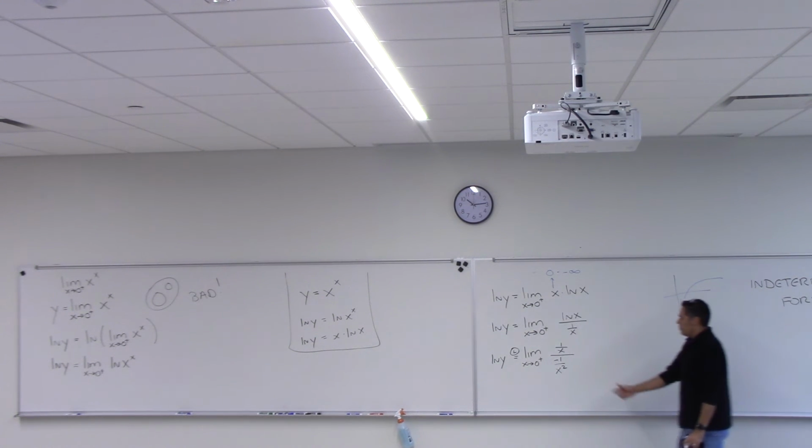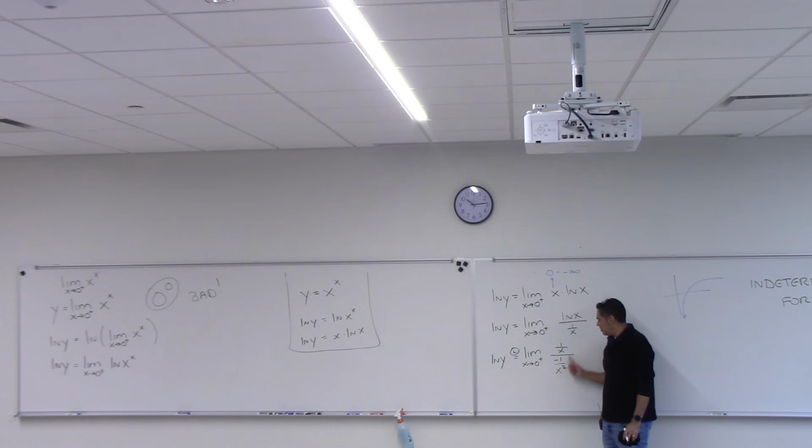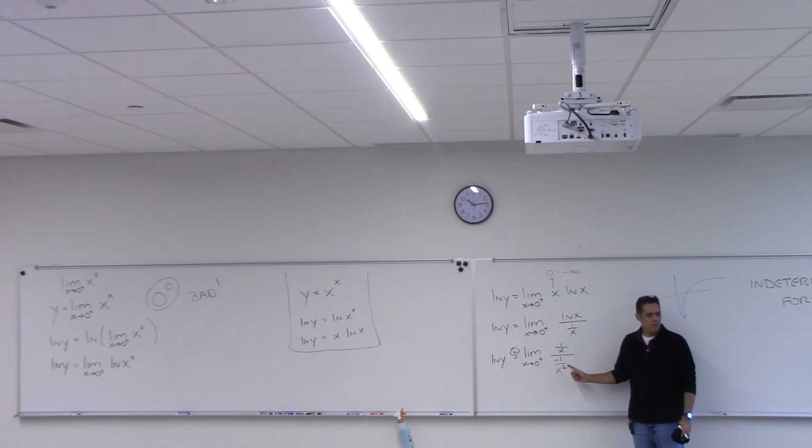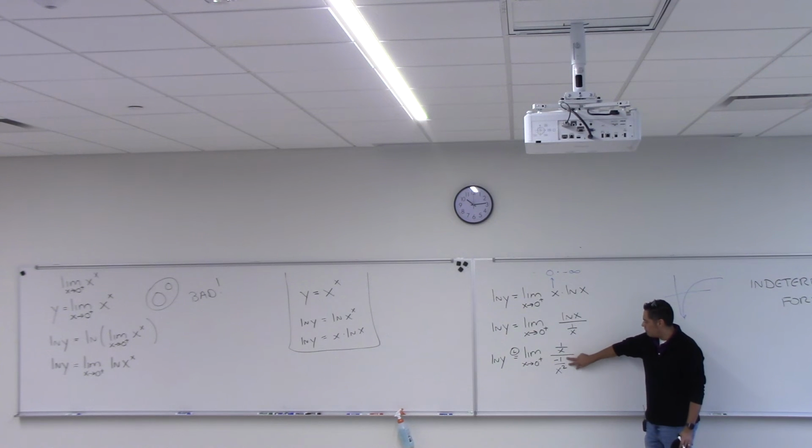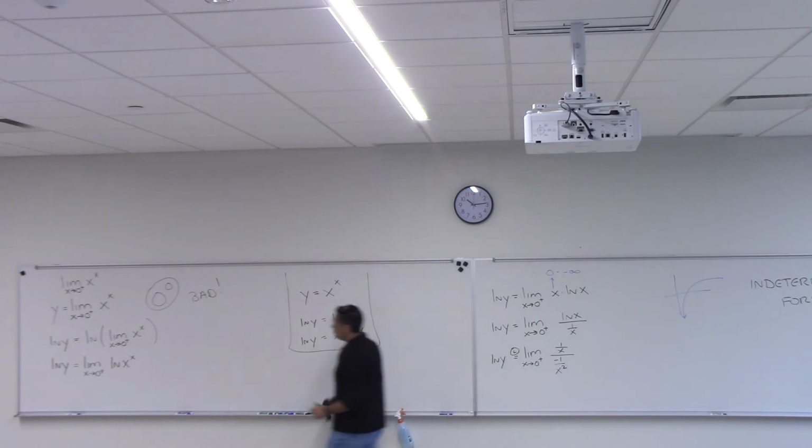Now don't go trying to plug 0 in for x right now. This is an algebraic expression. We can simplify this, right? We have 1 over x. That's a fraction over a fraction. We can flip it, right? So let me do that right here.